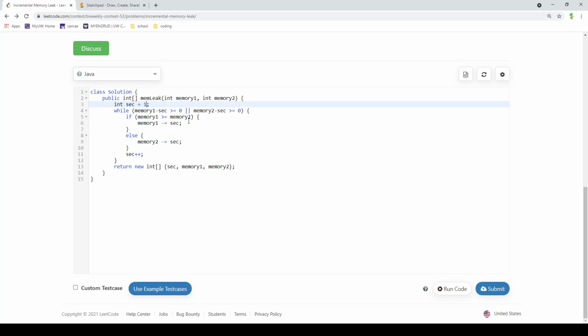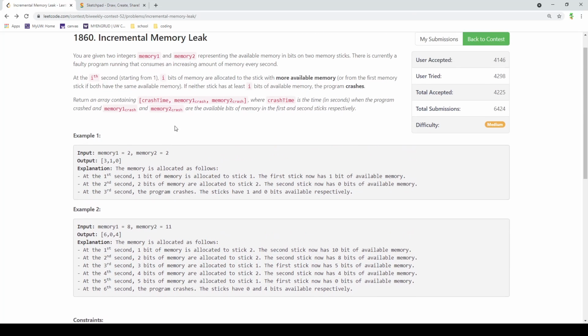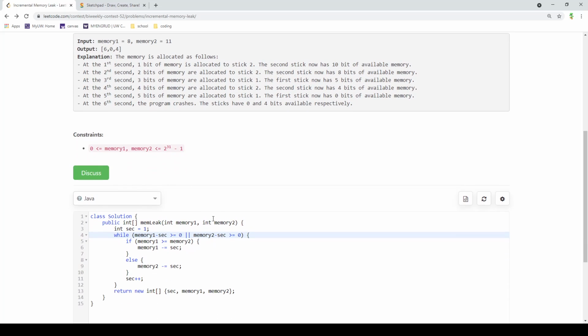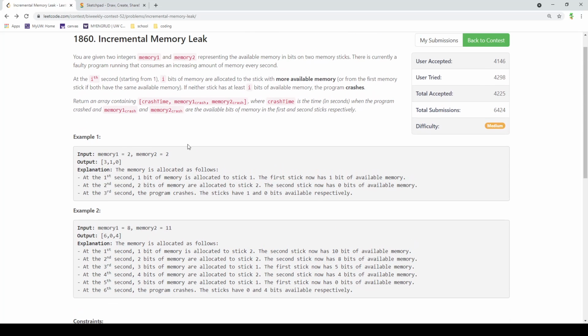So I start off at the first second, and so memory1 minus seconds, if that's greater than or equal to 0, that means I can take bits from memory1, because at every second you can take bits away from memory1 or memory2. Same thing with memory2. So if I can take bits away from either of them, then first I check this condition.